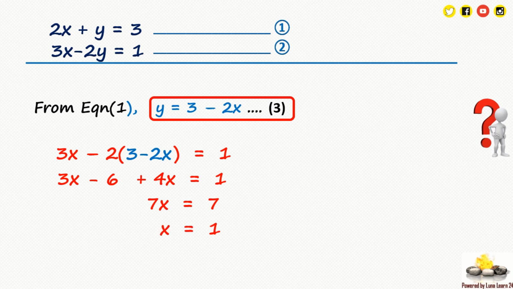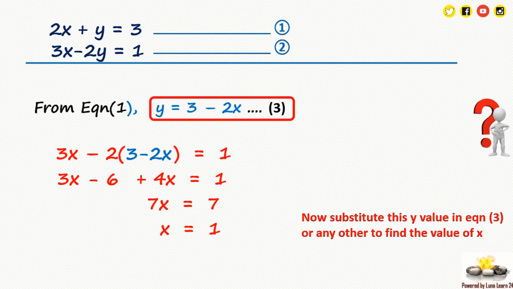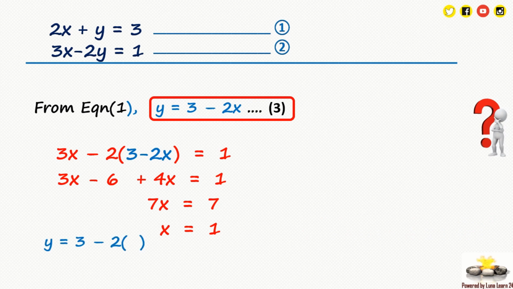Is the work complete now? Are we done with this question, or is something still left? Of course, we need to find the value of y, because we know the value of x, but we don't know the value of y. Therefore, using equation 1, you can use any of them as you already know, right? So from equation 1 here, we're going to substitute the value of x equals 1. So y equals 3 minus 2x becomes y equals 3 minus 2 into 1. 2 times 1 is 2, okay? So what's 3 minus 2? 3 minus 2 is 1. Therefore, x is 1 and our y is equal to 1.